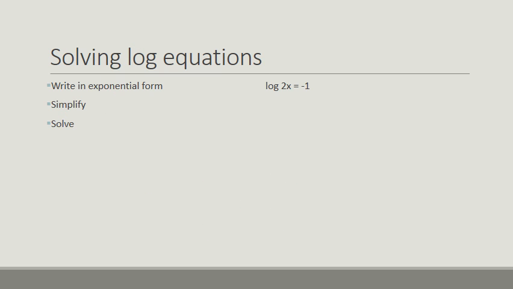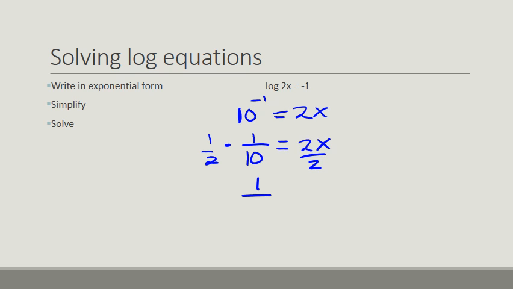Now when solving log equations, we're going to write them in exponential form. So remember, when there's no base, we assume it's 10. So when we switch it, this is 10 to the negative 1 equals 2x. And 10 to the negative 1 is 1/10 equals 2x. And if I divide by 2, it's the same as multiplying by 1/2. So 1/20 is my answer to this. You could also put it in your calculator and get the decimal of 0.05.